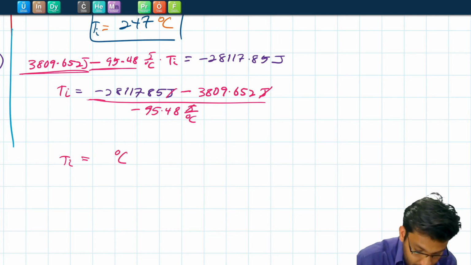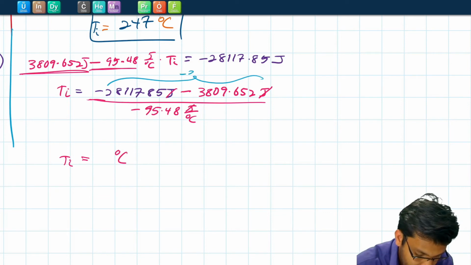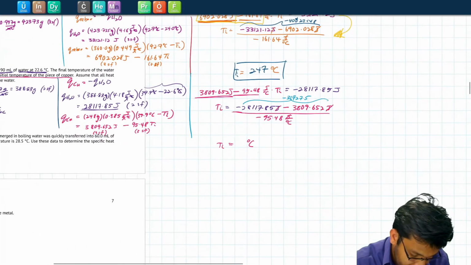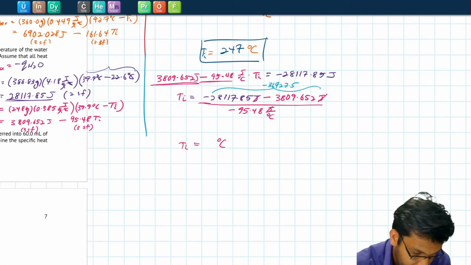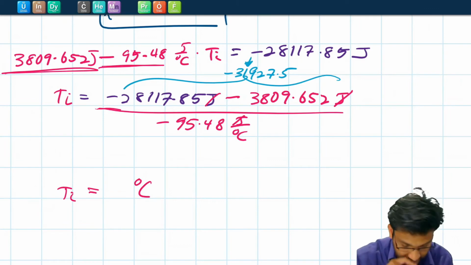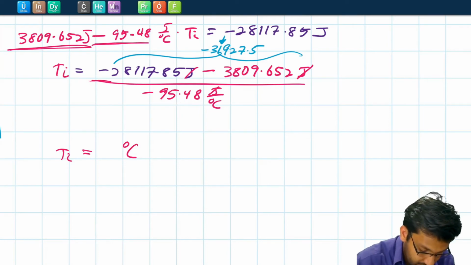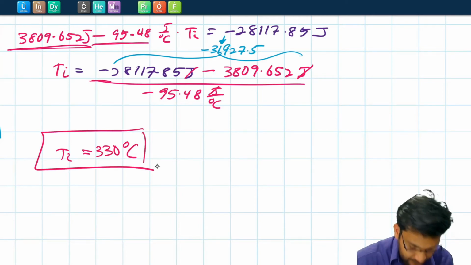Let's figure out what it would be. If I do the top part, I get something like minus 31927.5. I'm trying to remember sig figs here. This was the 2 sig figs, this was the 3 sig figs. This number then comes out to be just 2 sig figs. That would be the least significant digit. So you divide that by minus 95.48 and we'll get to 2 significant figures, an answer of 330 degrees Celsius.